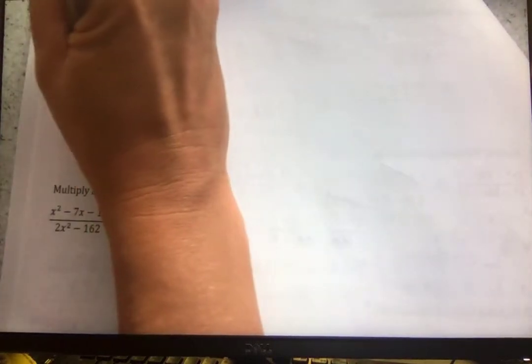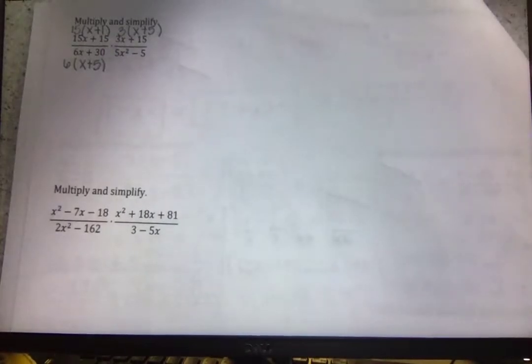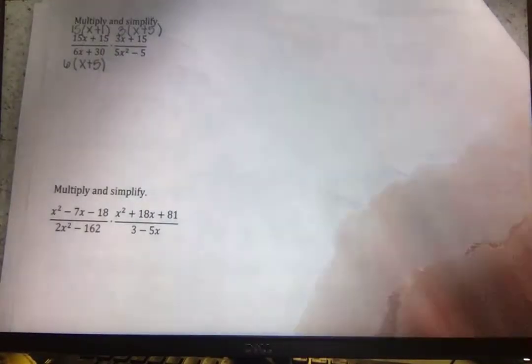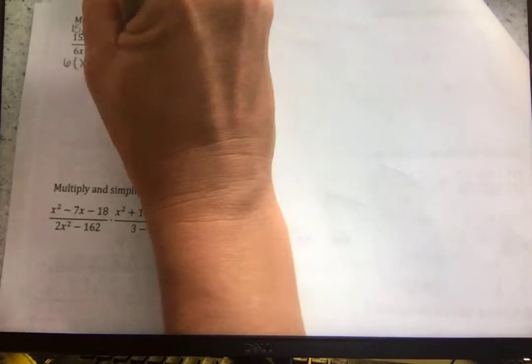On the bottom, 6x plus 30, GCF: 6, and we're left with x plus 5. 5x squared minus 5, GCF: 5. And we're left with x squared minus 1.